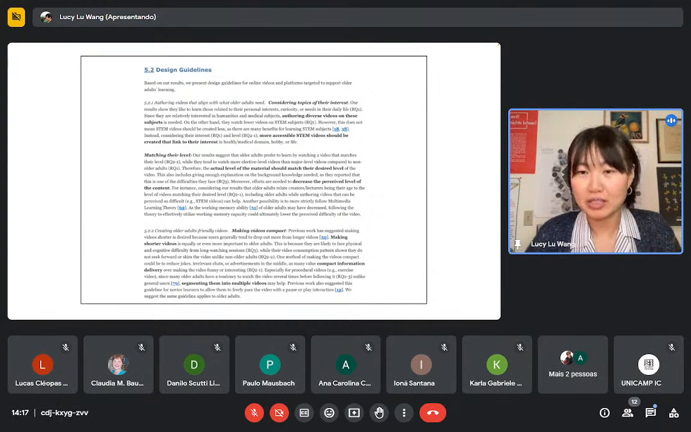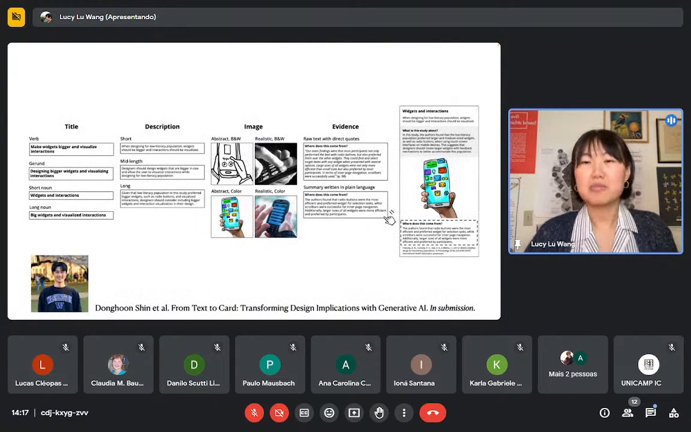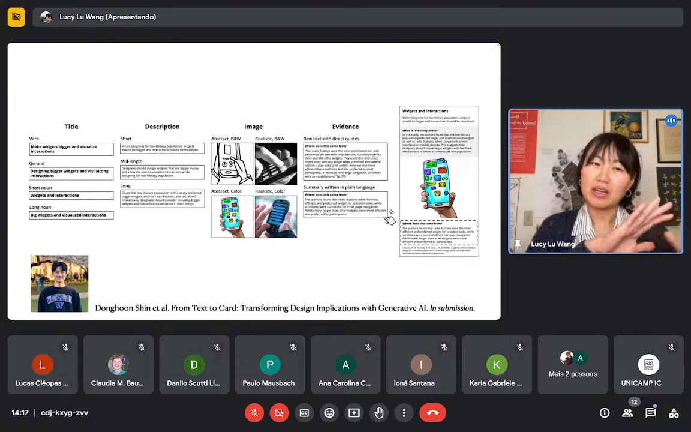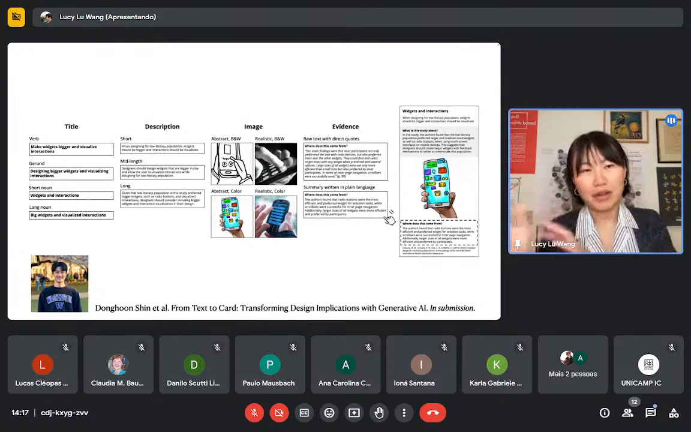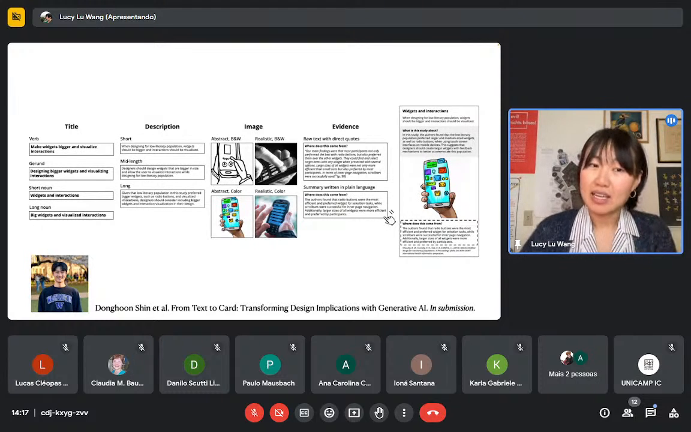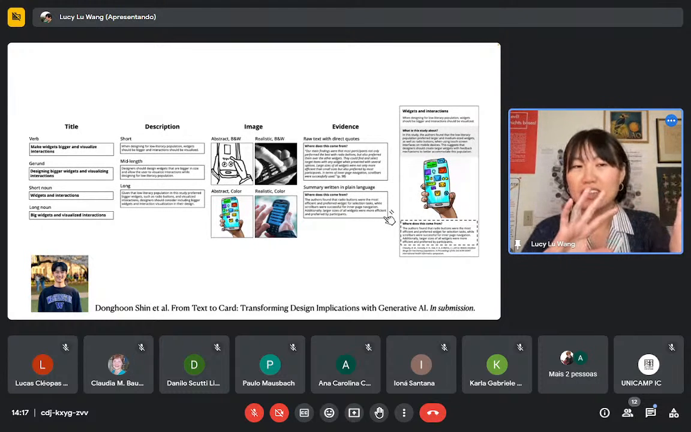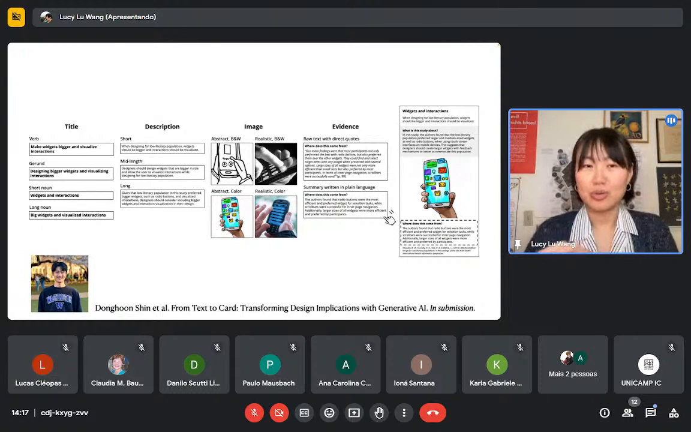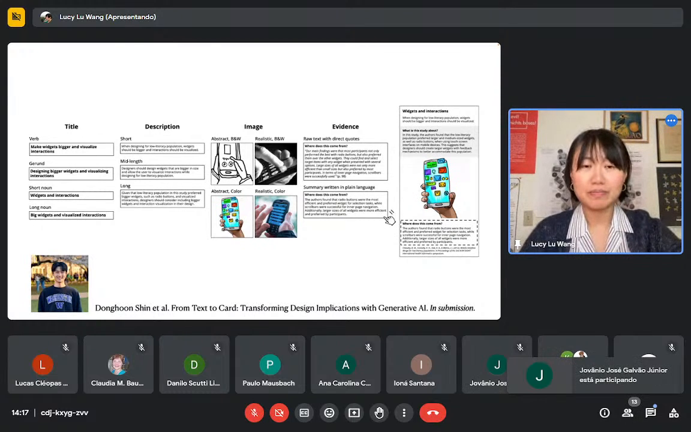So we investigate whether we can improve the communication of these design findings by transforming the findings into a multimodal artifact called a design card. This work was led by my student at UW, Donghoon Shin. And these design cards are pretty nice because they're already established as a tool that designers use to communicate design implications. They're textual and image-based, they're multimodal.